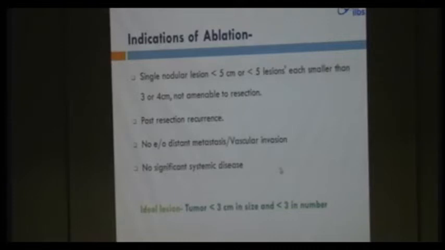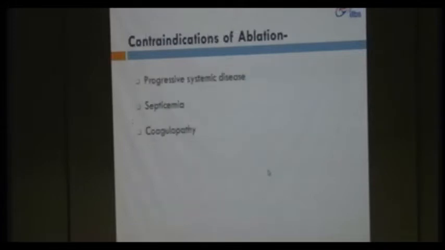At the time of ablation, the patient should not have distant metastasis, vascular invasion, or any systemic disease. Ideal candidates have tumors less than 3 centimeter in size, or fewer than 3 tumors. Absolute contraindications of ablation include progressive systemic disease, septicemia, and uncorrectable coagulopathy at the time of ablation.